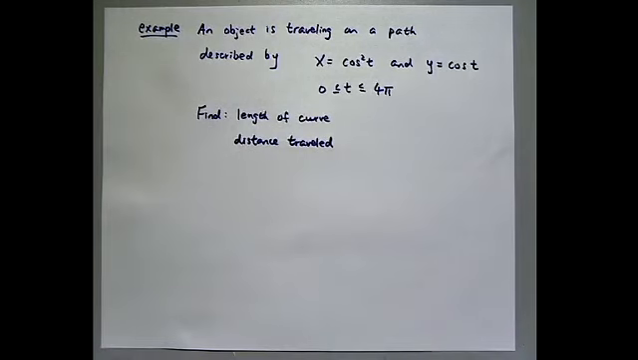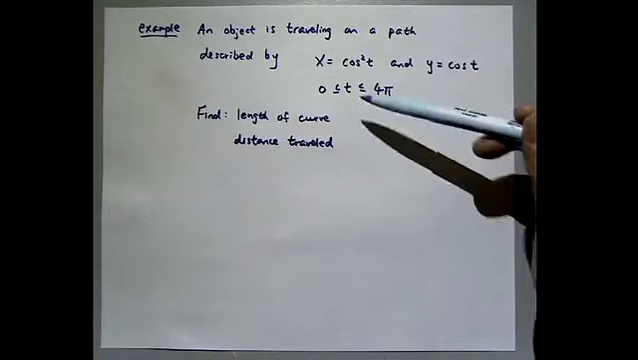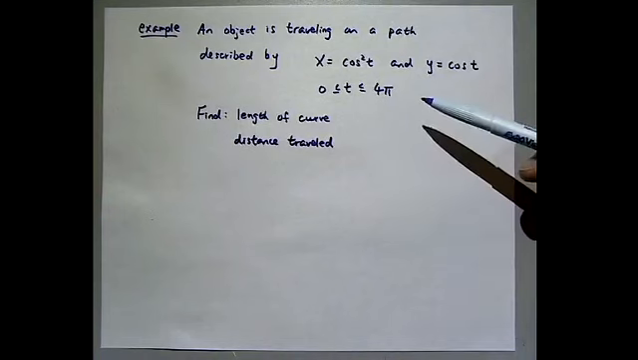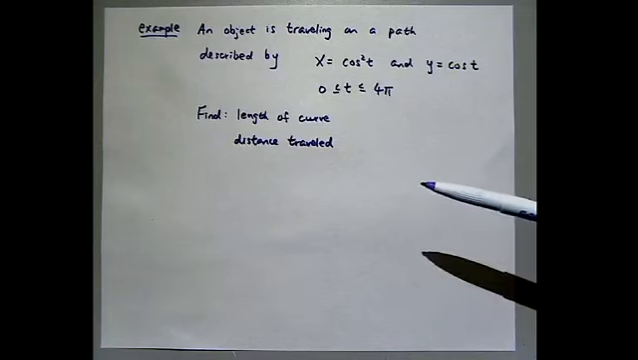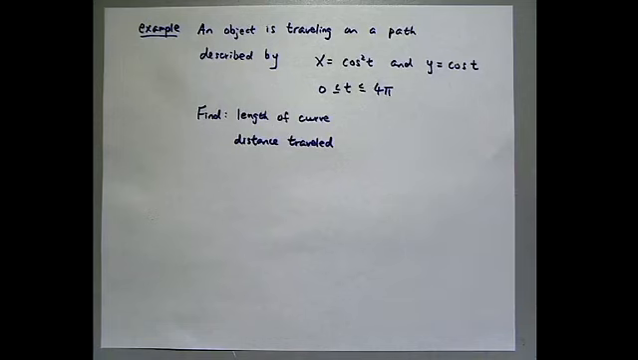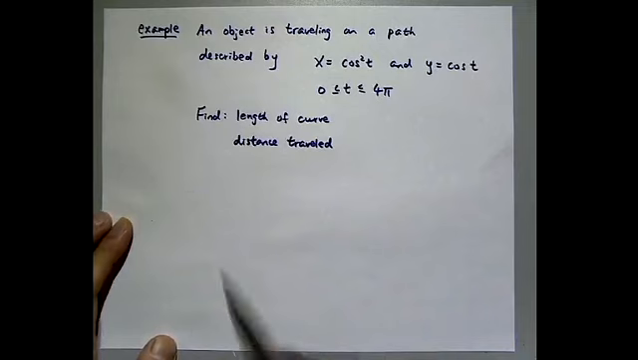We want to find two things. One is the length of that curve. The other one is the distance traveled by that object. Now, upon first glance, you would think they're the same thing, but you'll find out why they're not the same thing. First, let's find out what exactly that curve looks like.